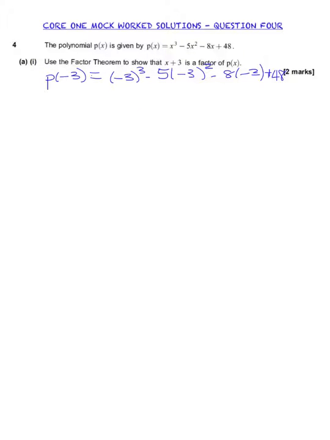If x plus 3 is a factor, when we substitute in minus 3, we should get p of x is equal to 0. We can expand this and then simplify it to get which equals 0. So as p of minus 3 is equal to 0, we know that x plus 3 is a factor.